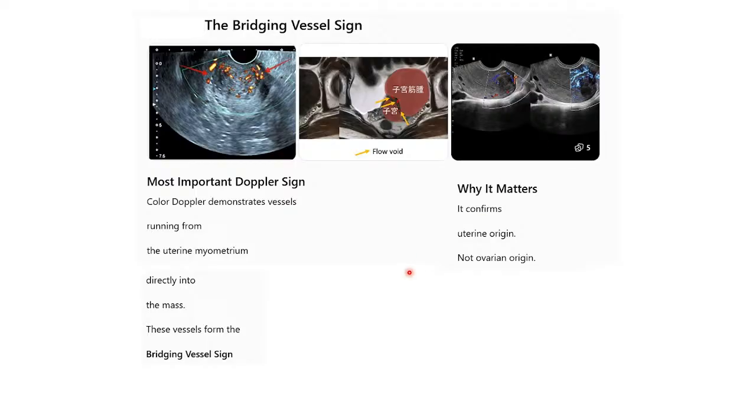Why does it matter? It confirms uterine origin, not ovarian origin. If you see a bridging vessel that is coming from the myometrium and feeding the lesion, then you must be convinced that this lesion is originating from the uterus, not the ovary. The bridging vessel sign is very critical for us to identify and differentiate the origin of a lesion, ovarian or uterine.